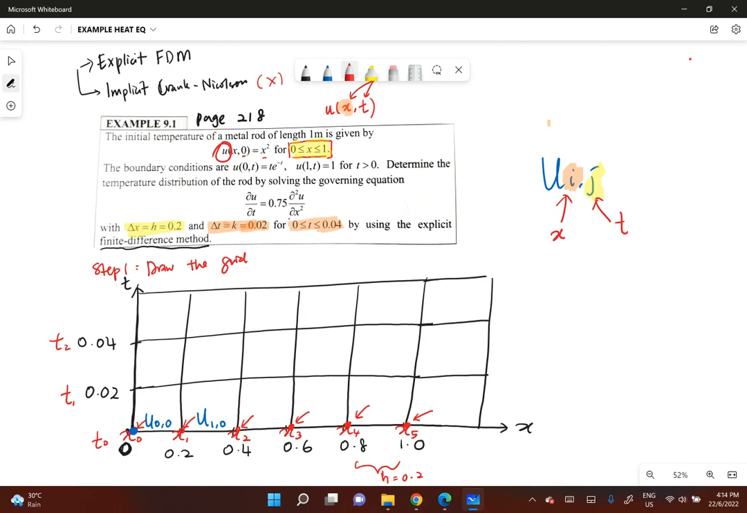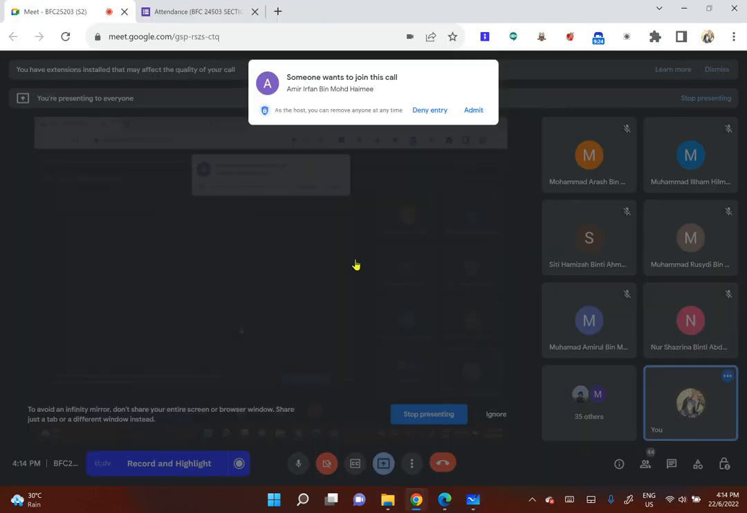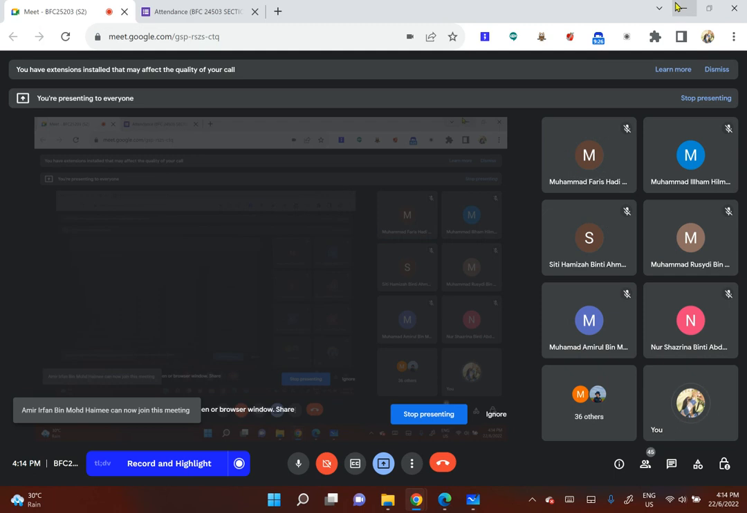So look at here, this is x is x1, t is t0. Okay, so it becomes u10. Okay, so the next this one is x is x2, t is 0, so become u20, u30, u40, u50. Okay, so far okay? So far okay. Okay, so we continue.